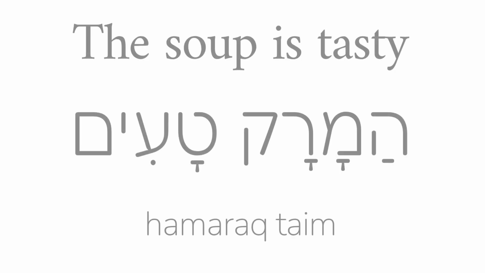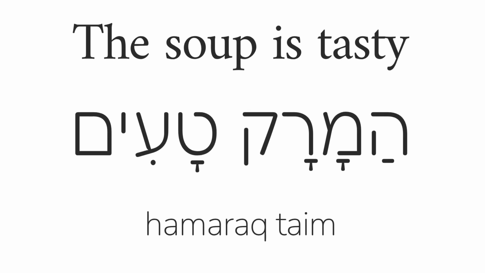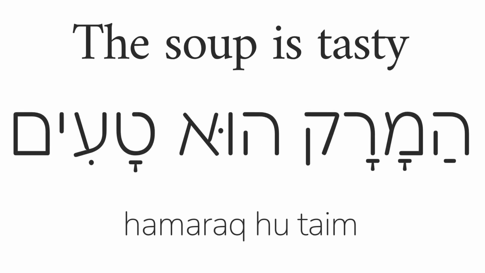We can use a pronoun as "is" even where it's not necessary, especially if we want to add some emphasis. We know that "hamaraq ta'im" means "the soup is tasty," but if we want, we can add "hu" in the middle anyway to get "hamaraq hu ta'im." Both sentences mean "the soup is tasty."